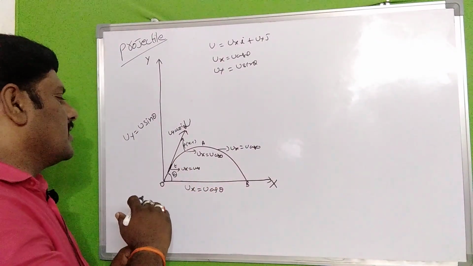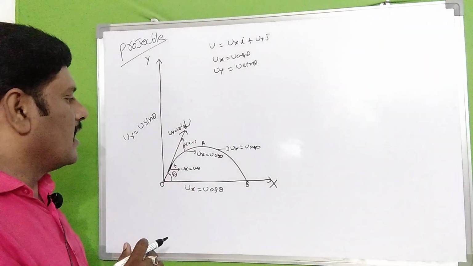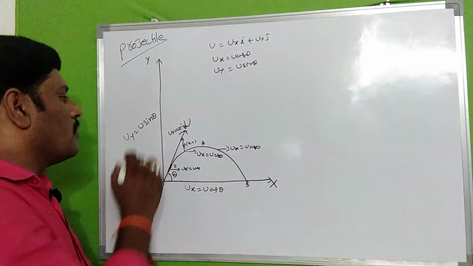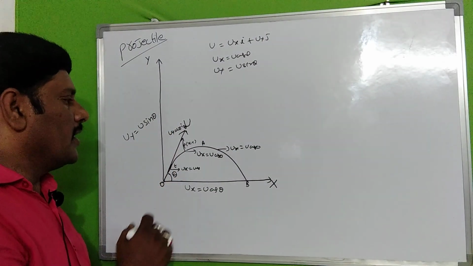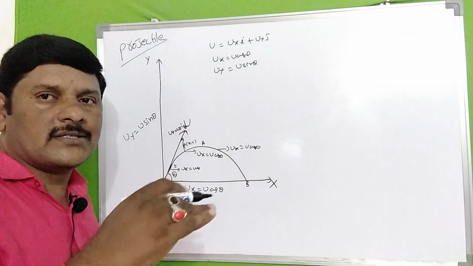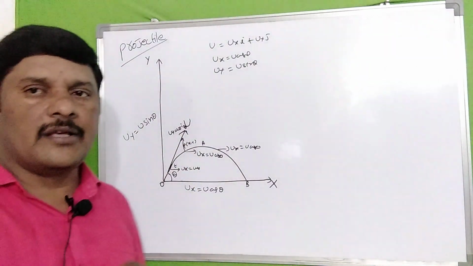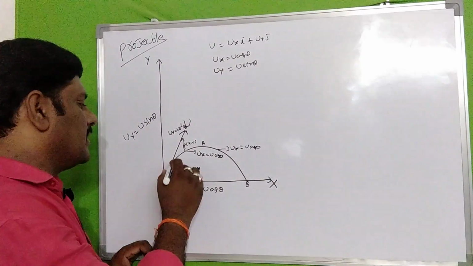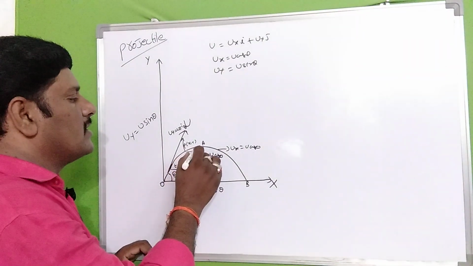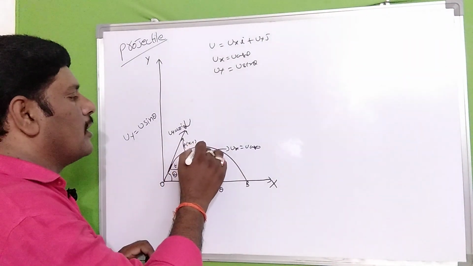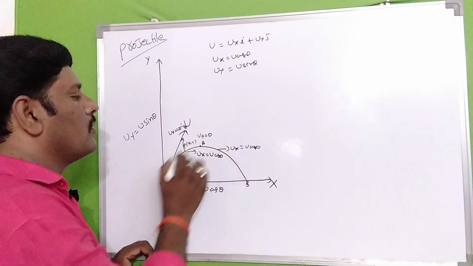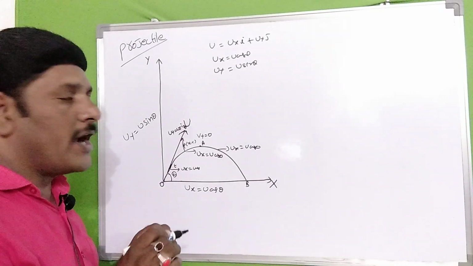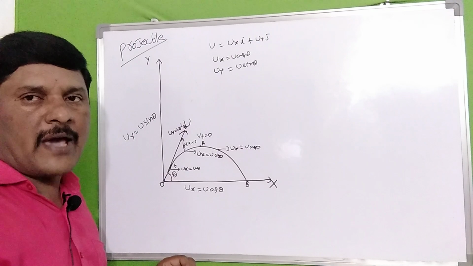In vertically upward motion, the body has velocity uy equal to u sin theta. As it goes up, the velocity decreases. Why? Because the gravitational force acts on it, so it gradually decreases and finally the velocity of the body at a point becomes Vy equal to 0. Where the final velocity equals 0, that point from the point of projection is known as the maximum height.